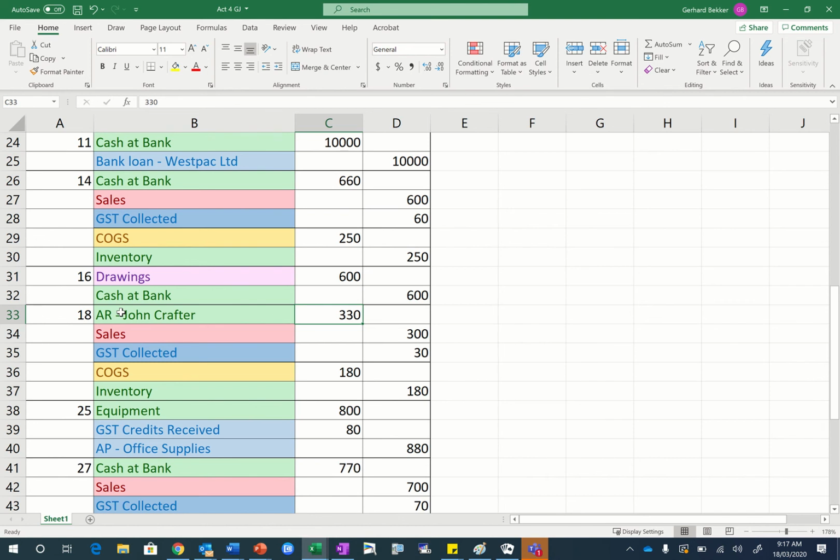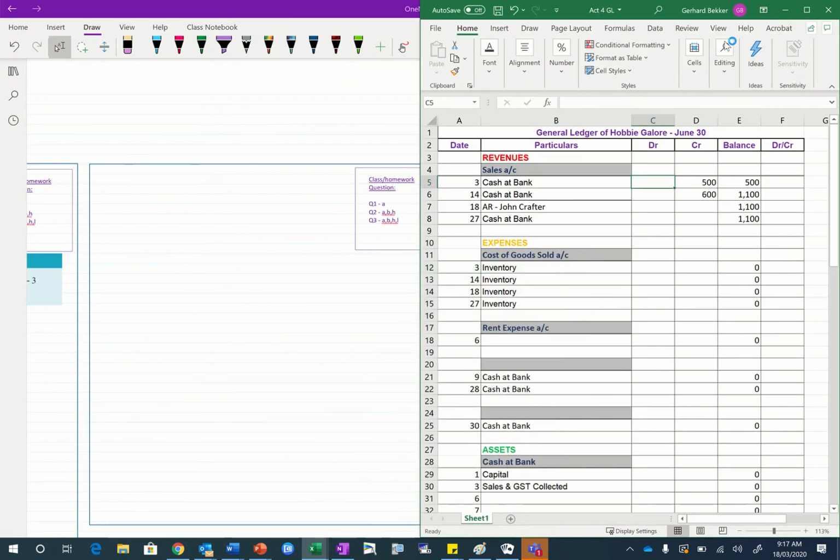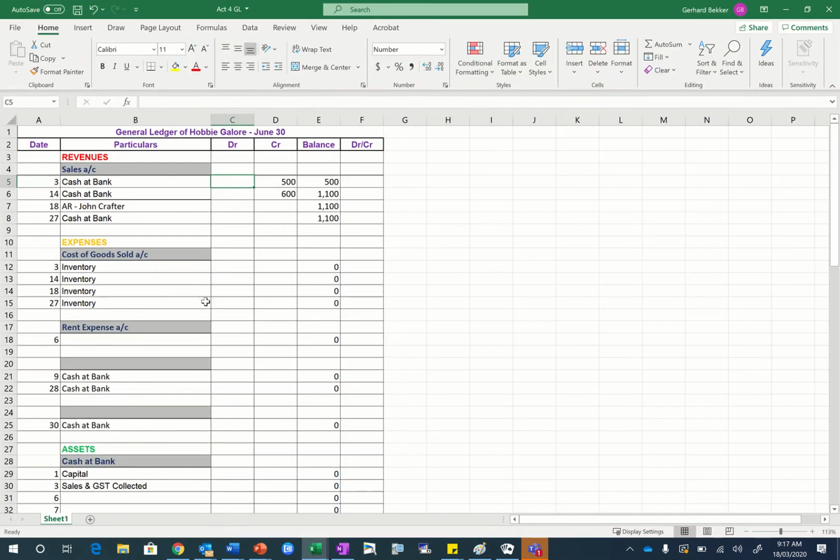Accounts receivable, right? So that stands in for my cash at bank. So when I look at my ledger, my ledger has accounts receivable on the 18th instead of cash at bank. So I'm looking for sales each time. Every entry I see sales in, I write an entry underneath sales because this is my sales account, right? There's my sales account.